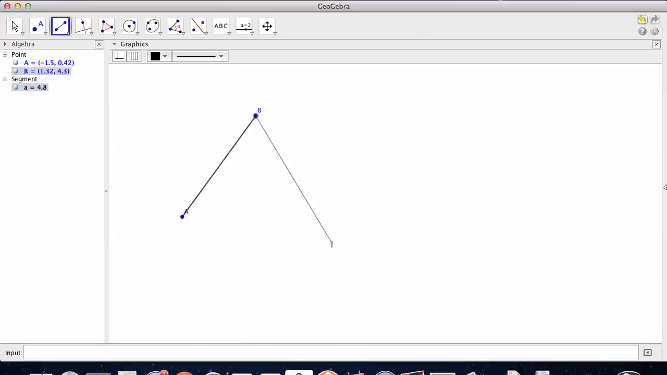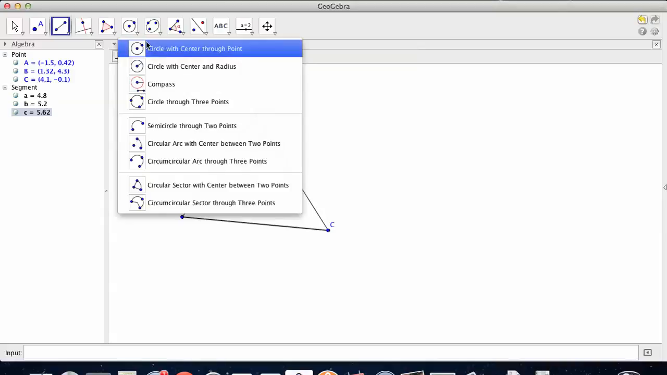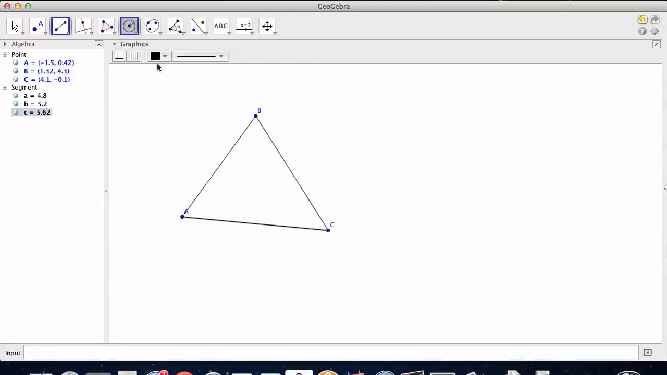Look at these lines inside of triangles and what happens when we have more than just one of them. So let's work with a perpendicular bisector. Let's make three perpendicular bisectors. So we're going to go with a circle, center, and radius.